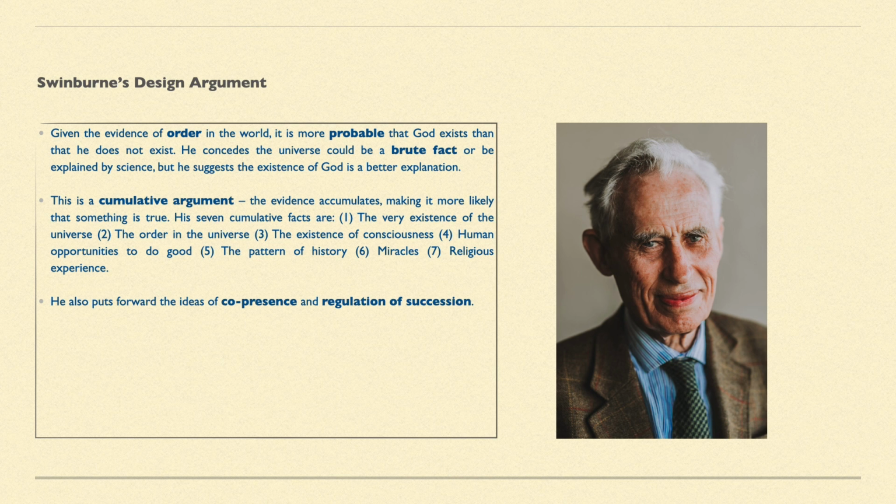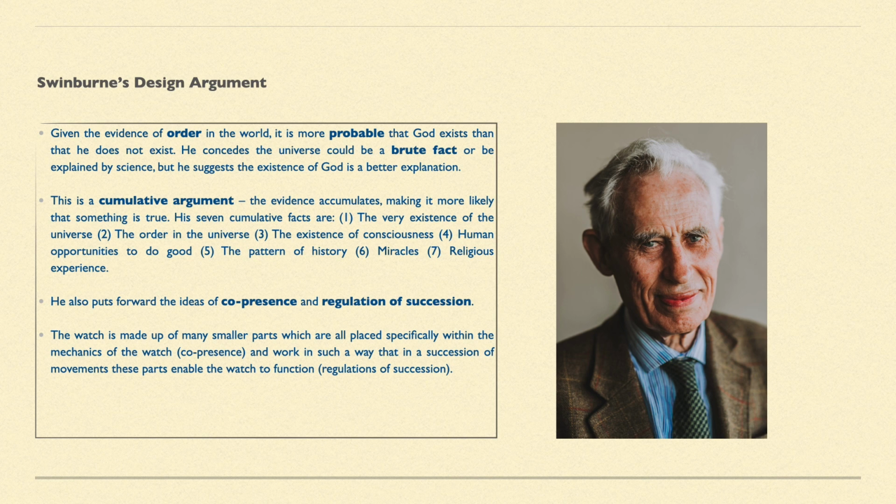Now, he puts forward the ideas as well of co-presence and regularity of succession. So he argues that the watch, taking Paley's analogy, is made up of lots of intricate smaller parts, and they're all placed specifically within the mechanics of the watch by the watchmaker. This is called co-presence. And they work in such a way that in a succession of movements, these parts cause the watch to function. And that's the regularity of succession.